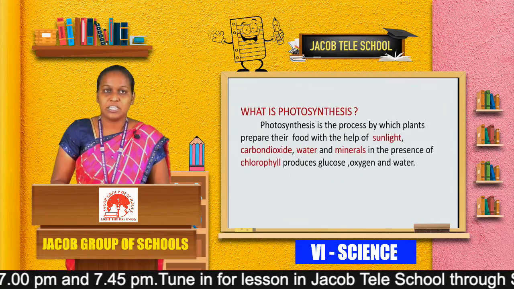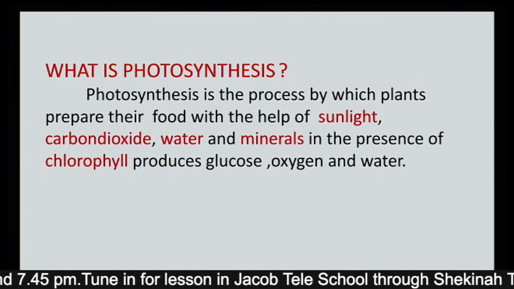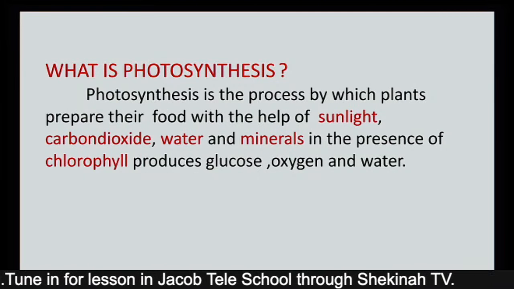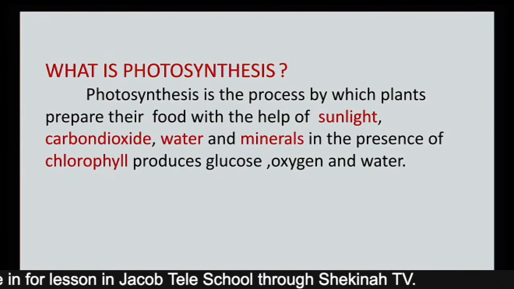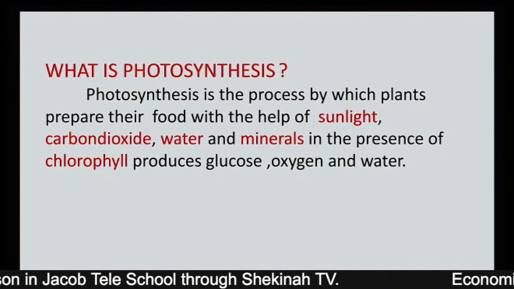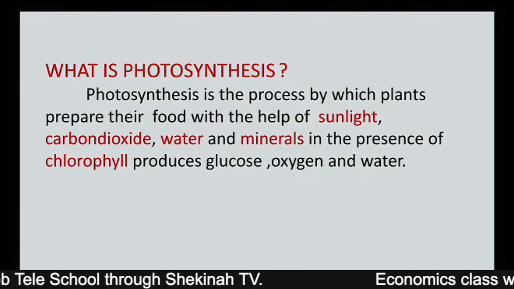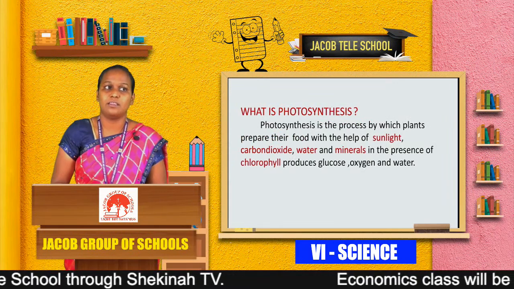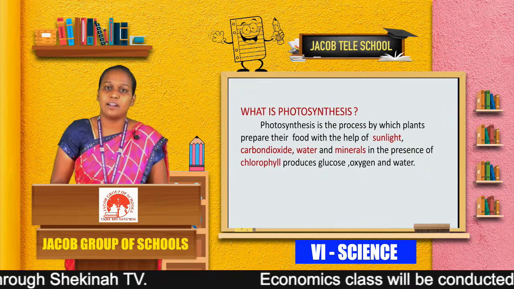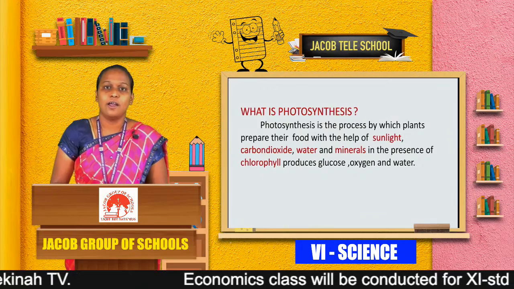So what is photosynthesis? Look at the screen. Photosynthesis is a process by which plants prepare the food with the help of sunlight, carbon dioxide, water and minerals in the presence of chlorophyll, producing glucose, oxygen and water. Chlorophyll means what? A green pigment. Because chlorophyll is present in the chloroplast cell organelle, the leaves are green in color. Okay, children? Note it down, take it in your notebook.